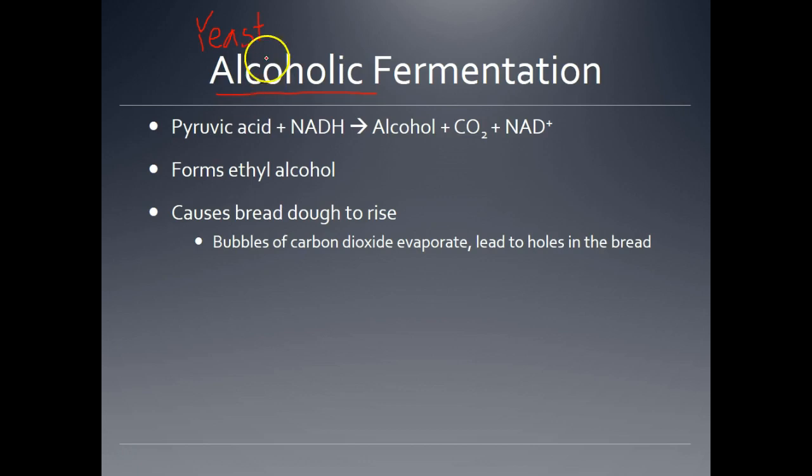Yeast are going to convert glucose into pyruvic acid just like we do, and they're going to produce NADH like we do, but because they don't have oxygen available, they aren't going to send that pyruvic acid to the prep step and then ultimately into the Krebs cycle, because there is no oxygen available at the electron transport chain, and so that entire pathway kind of halts to a stop.